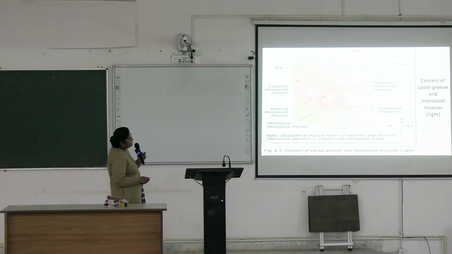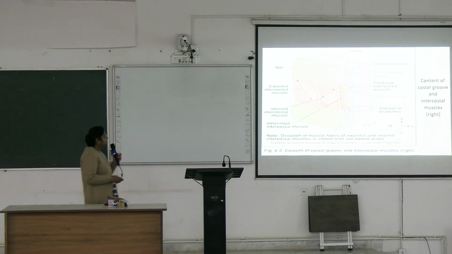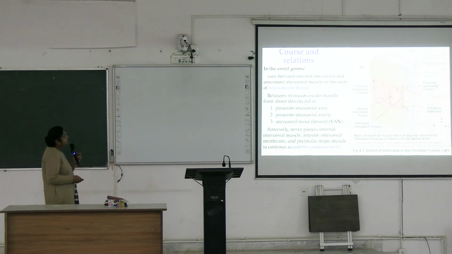So these are smaller branches. And here is endothoracic fascia, parietal pleura, visceral pleura and lung. You have already seen. So what is the course and relations?